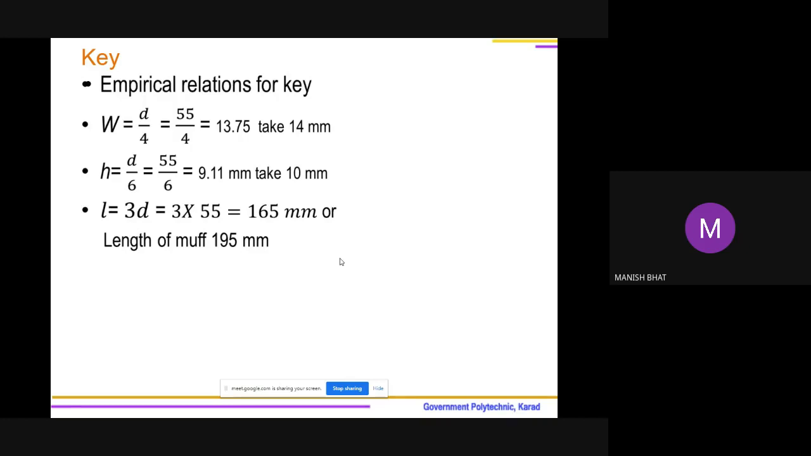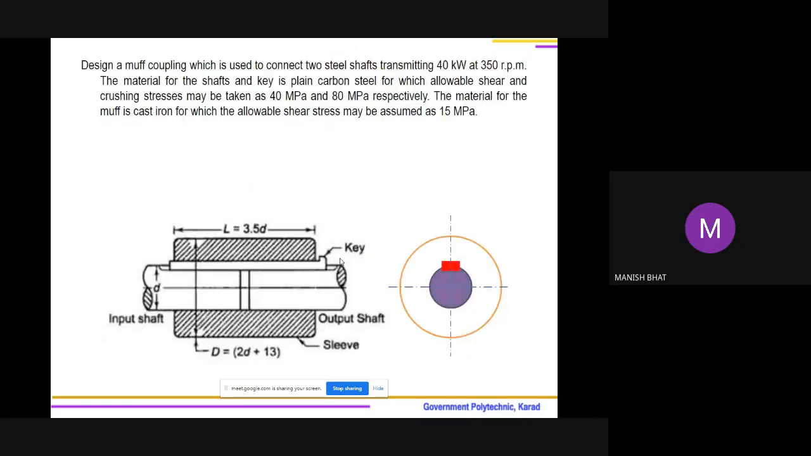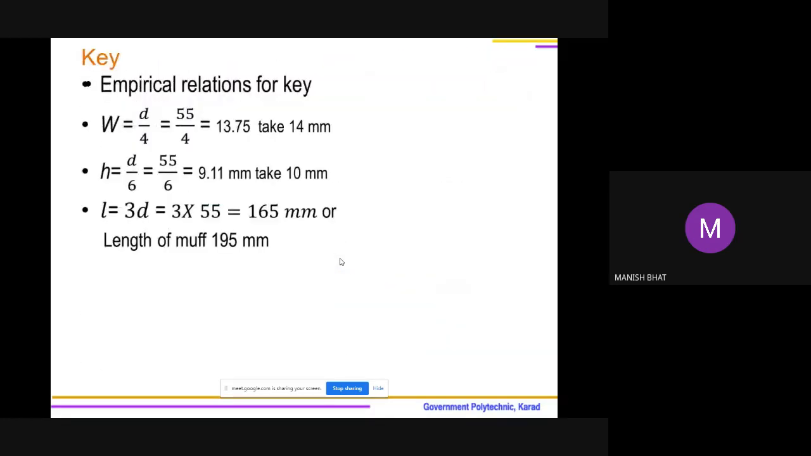So the length of the Muff, we know in this diagram also we have seen, L is equal to 3.5 D. So 3.5 times 55, it will be 195. So we'll be taking whichever is larger, naturally 195. So these are the dimensions, 14 by 10, and the length of key required is 195 millimeter. So empirically we have selected. It doesn't mean that we are supposed to finalize it. So we will be finalizing these dimensions once we consider shear and crushing failure.